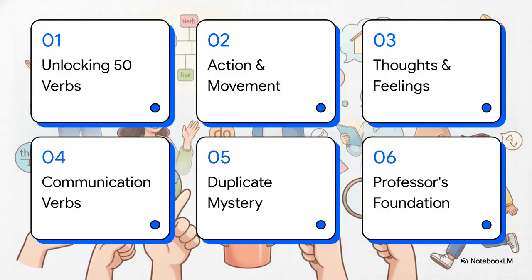Okay, let's dive into this. Here is our roadmap for today. Number 1, unlocking 50 common verbs. Number 2, actions and movement verbs. 3, thoughts and feelings verbs. 4, verbs of communication. 5, the duplicate word mystery. And finally, 6, the professor's foundation.